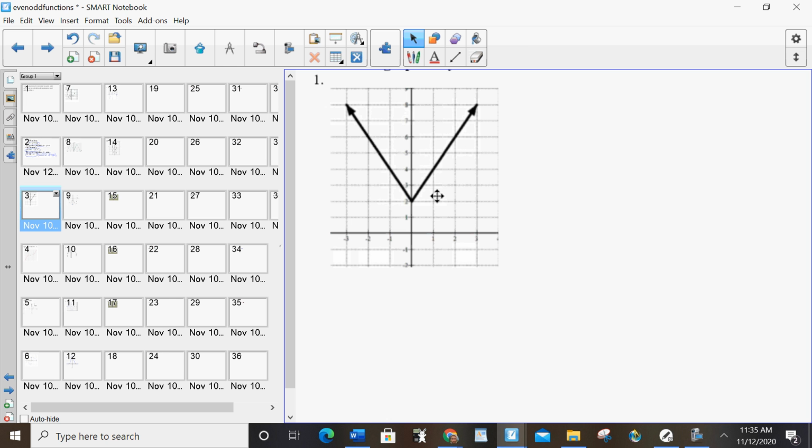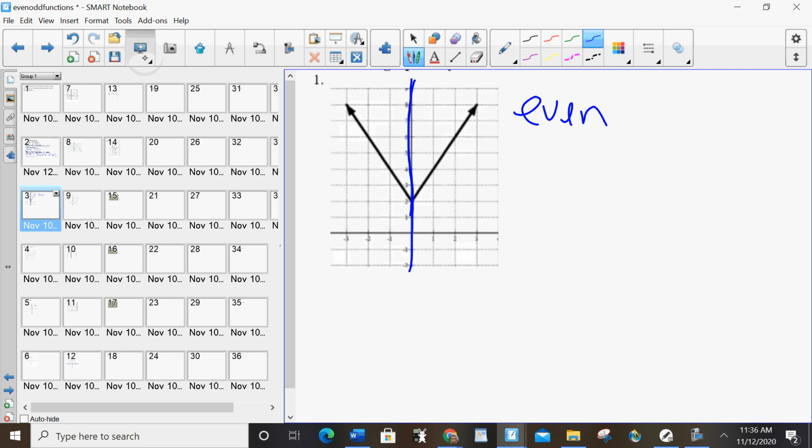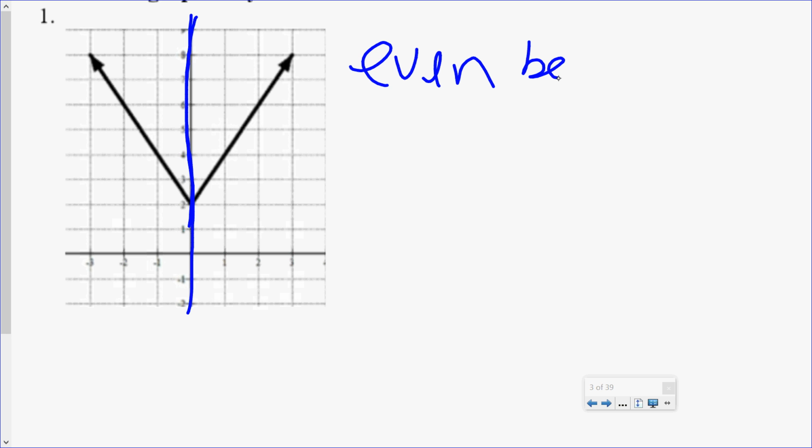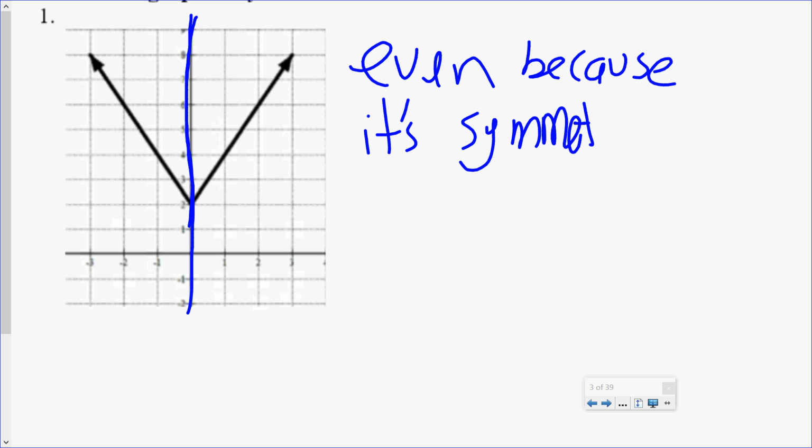So I want to check for symmetry. Is this symmetric to the y-axis? Is it symmetric to the origin, or neither? So let's start by checking to see if it's symmetric to the y-axis. Does the y-axis cut this thing exactly in half? If I flip it over the y-axis, will it land on itself? That's kind of something you talked about in geometry. And yes, the y-axis is a line of symmetry. It is cutting this in half. So it's even because it's symmetric to the y-axis.